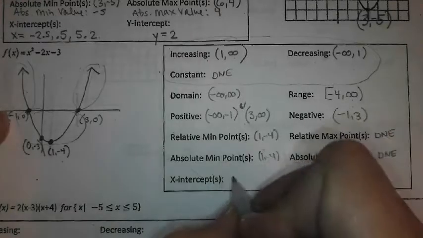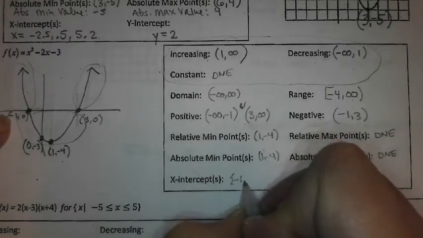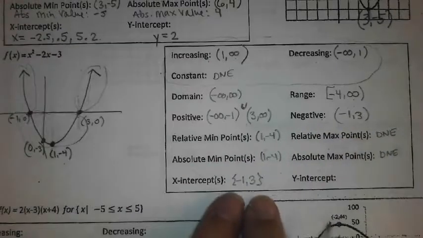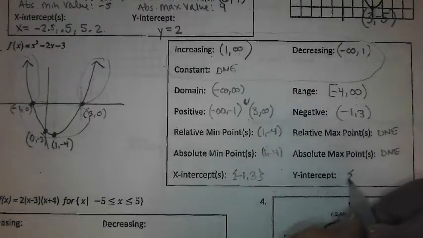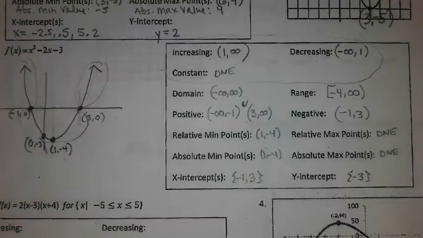x-intercepts, -1 and 3. Now I'm putting these in curly brackets because I'm listing them. Okay? I don't want to put parentheses or brackets or anything because I don't want it to seem like that's an interval. X-intercepts, you don't list them in interval notation. Okay? You list them out. And the y-intercept, same thing. I'm just going to list it. There's only one. It's at -3. Any questions there?